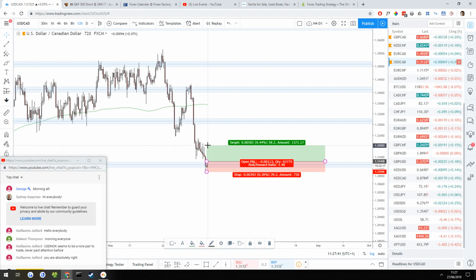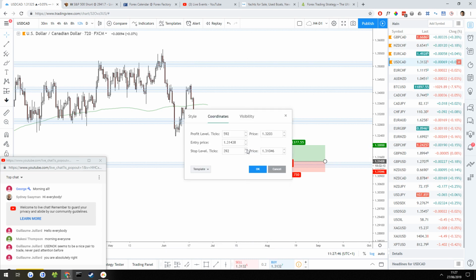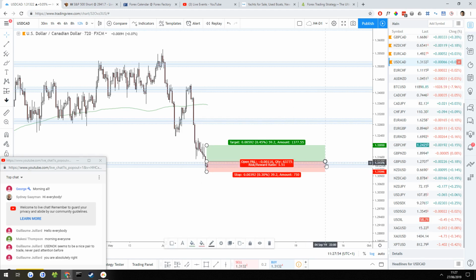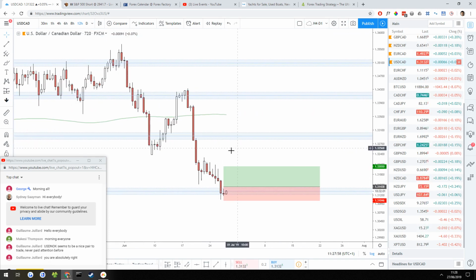Counter to a very strong trend, so definitely keep your target tight. Something like this: 1.3140, target at 1.3200, stop loss at 1.3100. And obviously extend these numbers. Extend that target if you're getting a lot of momentum.